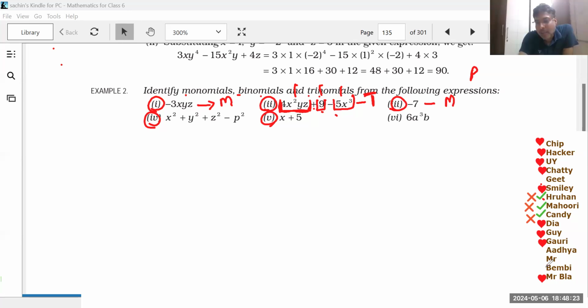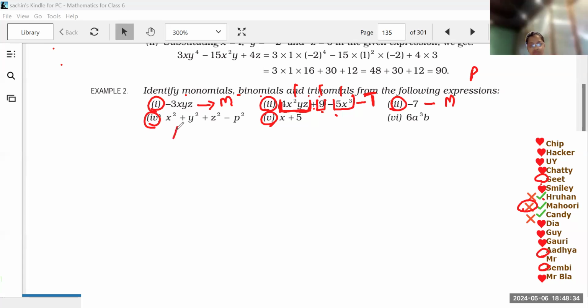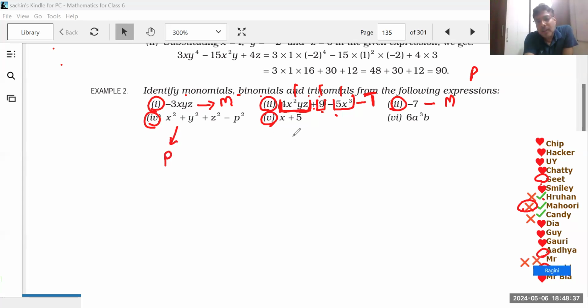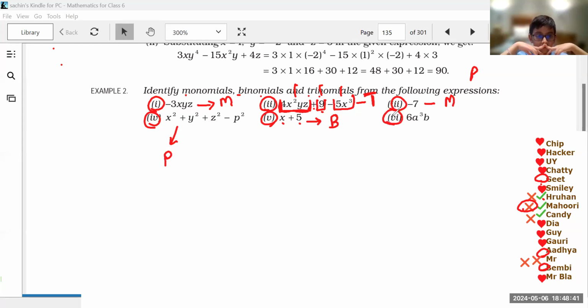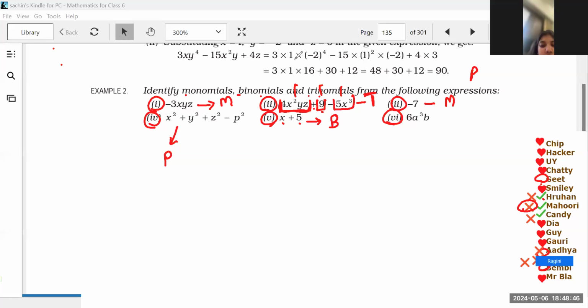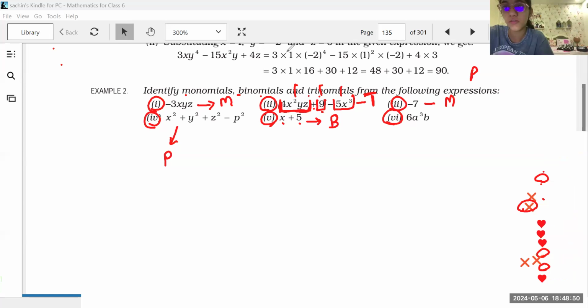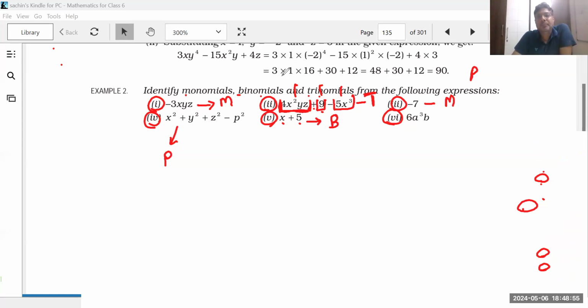Okay, so Mr. Bambi, Adya, send it quickly, bhai. Okay, so Mahuri, how many terms are there in this fourth one? So 4. Yes, it's 4. So for 4 we call it polynomial. And here it's 2, so we call it binomial. So everyone give the sixth answer. 30 seconds. Sir, but the options are not given. It's only written monomial, binomial, and trinomial. So I told you, beta, you can write polynomial. Okay, sir.